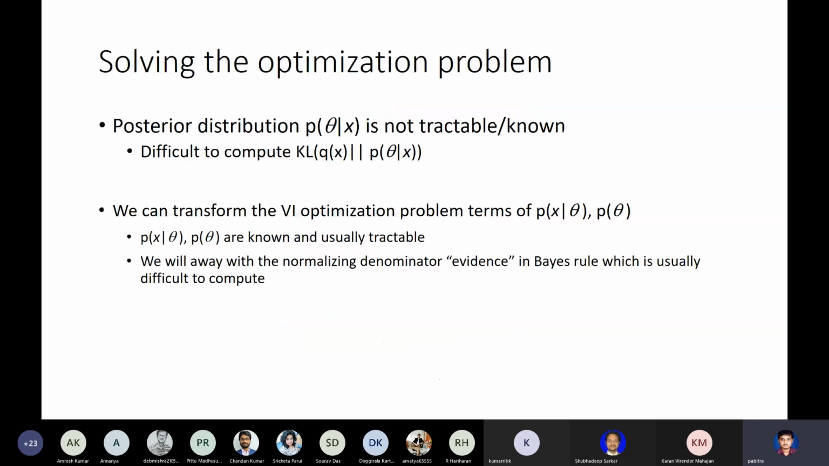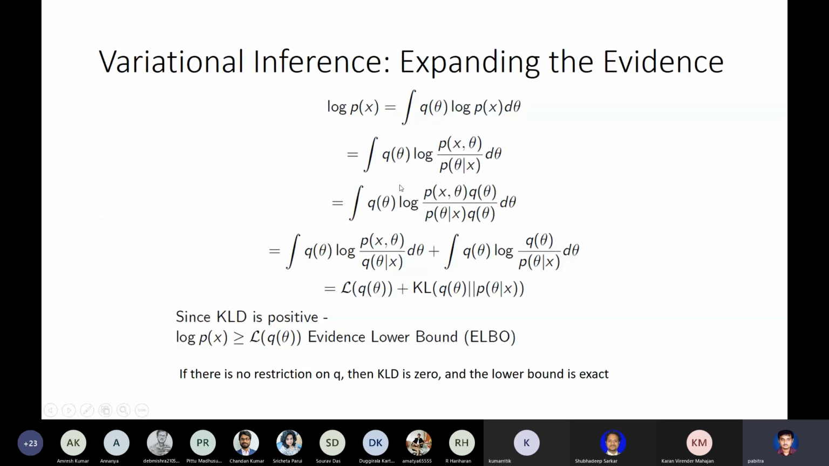We are interested in log of p(x). So what we can do is introduce the following. Let us look at this expression: the integral of q(theta) times log of p(x) d theta, integrated over all of theta. This log of p(x) is constant with respect to theta, so I can as well bring it out of the integration.